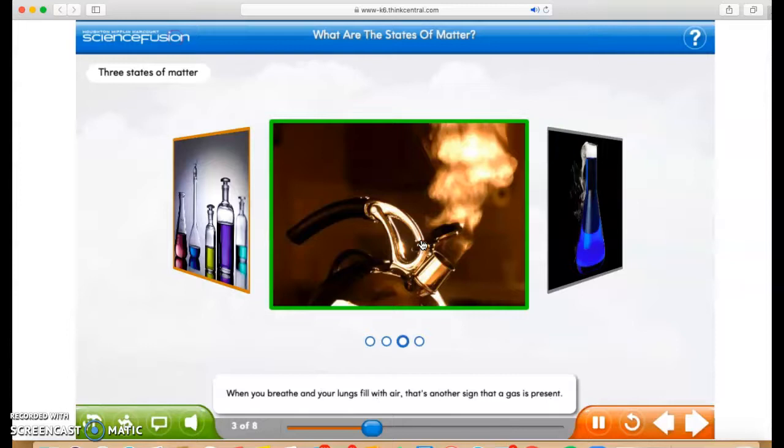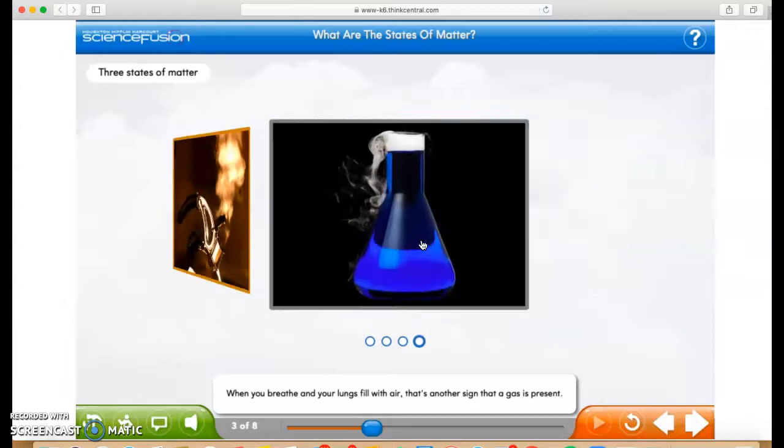When you breathe and your lungs fill with air, that's another sign that a gas is present. Okay, so a gas does not have a definite shape or a definite volume. Just kind of floats around. All right, let's see what this one does. Because gases spread out to fill space, they do not have a definite shape or volume. However, they can be squeezed or compressed into a container.